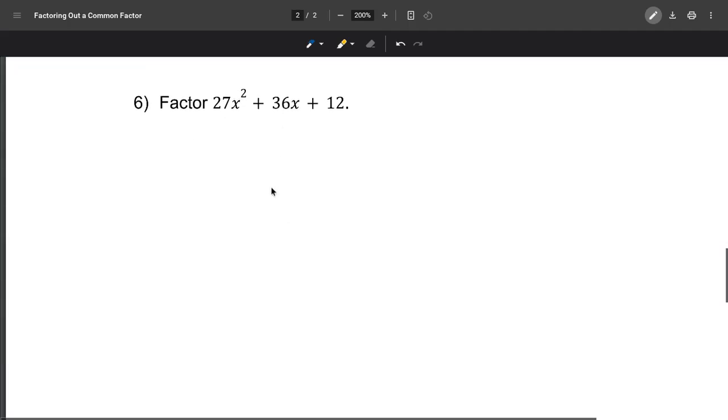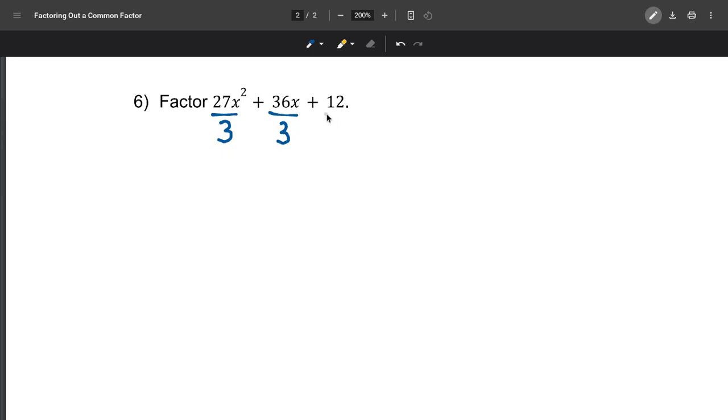All right, so this one we've got 27x squared plus 36x plus 12. Okay, each of these is divisible by 3. And I'm going to get a 9x squared here, and the last term I'm going to get a 4. So this might be a perfect square trinomial. So if we factor out a 3, we're going to get 9x squared, 36 divided by 3 is 12, so plus 12x, then plus 4.